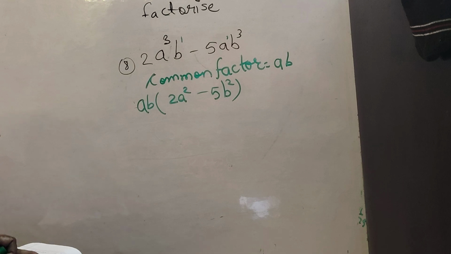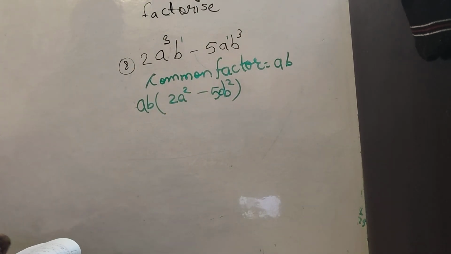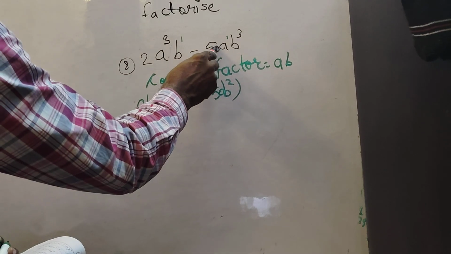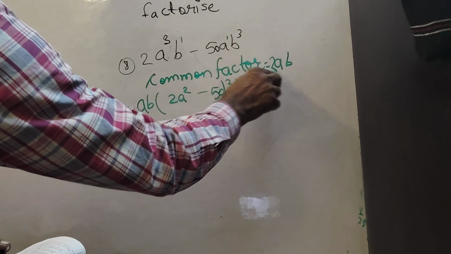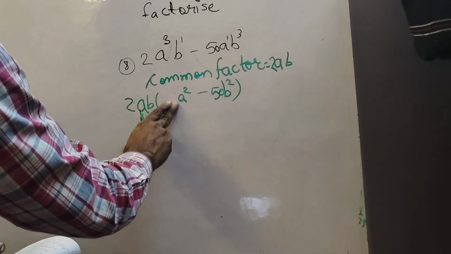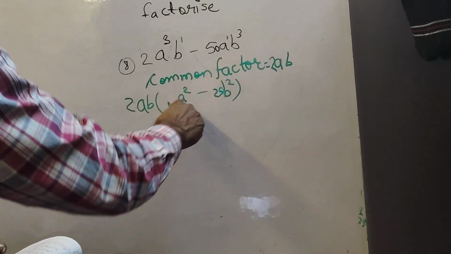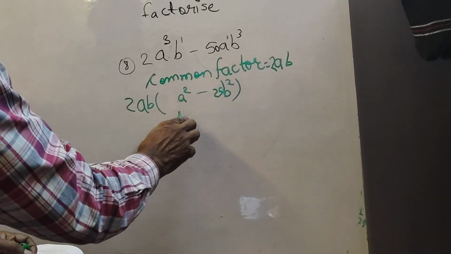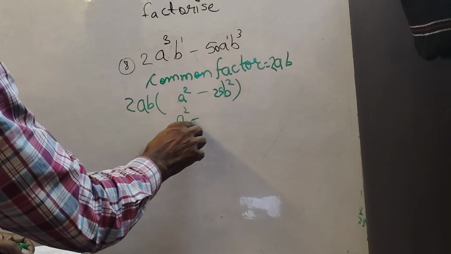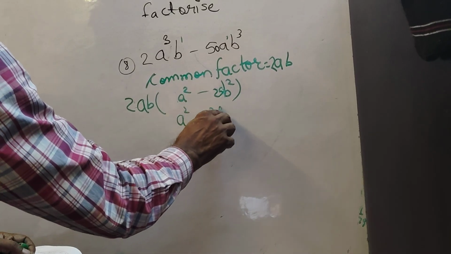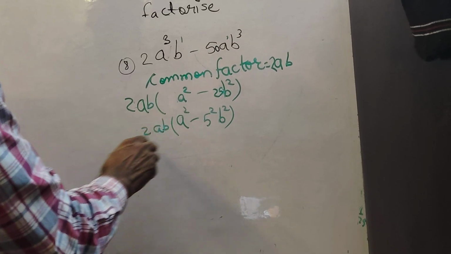That's odd, sir. I think there is some misprint. There should be 50 in the second term. So 2 is also common factor in that case. So this 2 can be removed and this 50 becomes 25. Now we are seeing that a square minus 25b square. This is the similar question we have done previously. So 25 is written as 5 square, and outside there is ab written as it is.